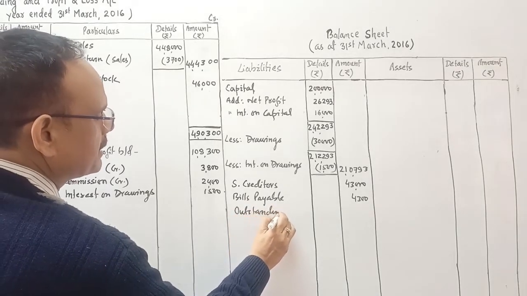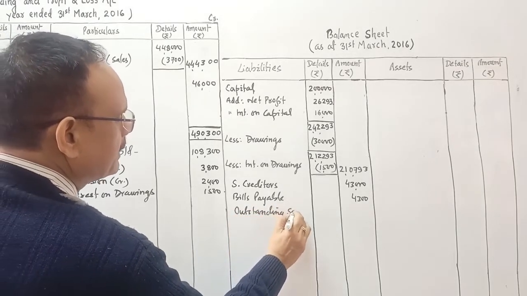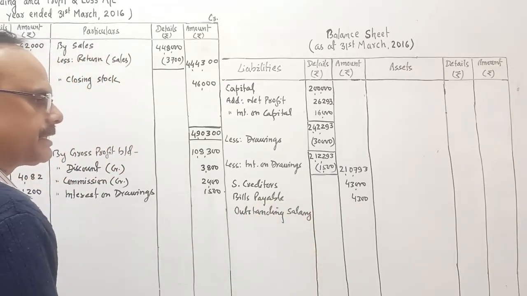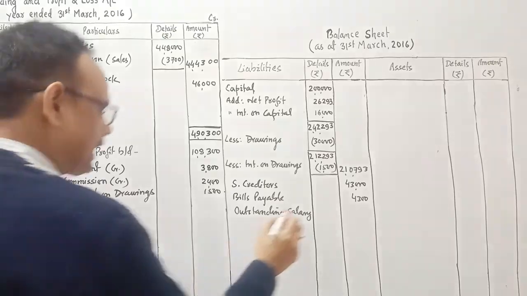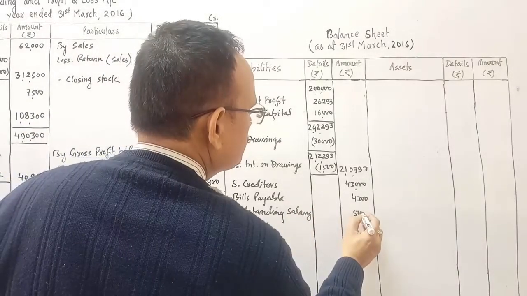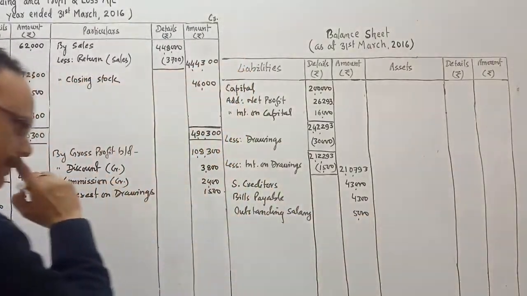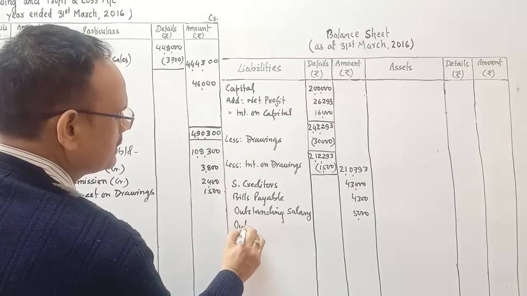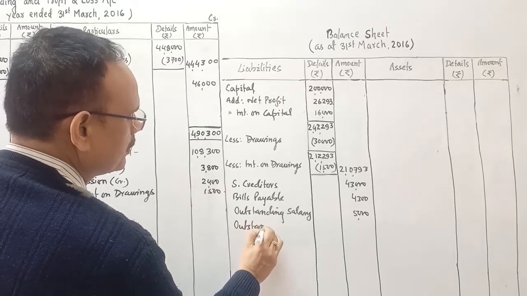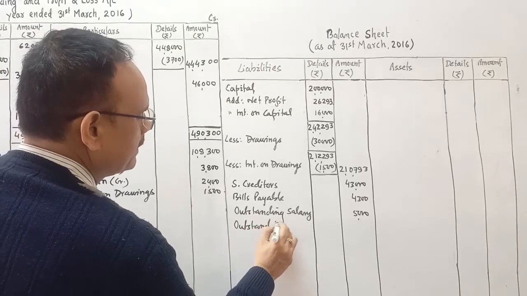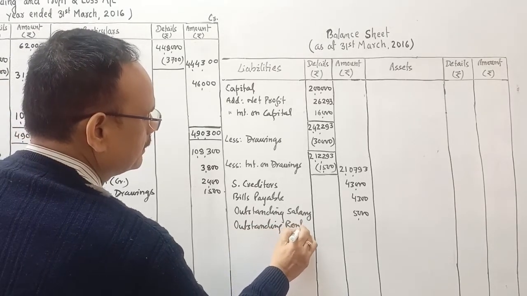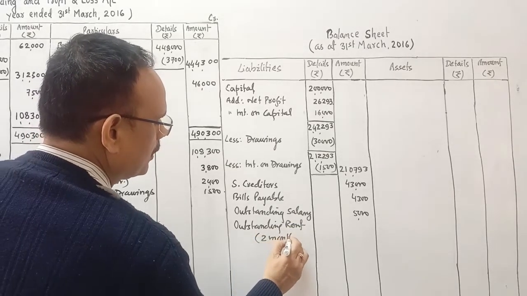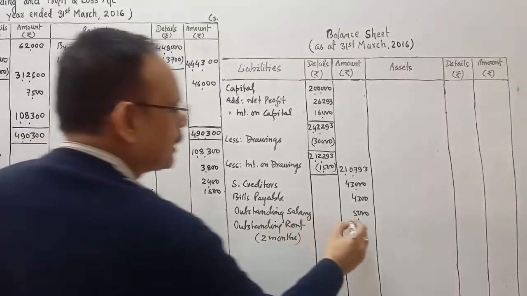That's why it's not an adjustment. This will directly reflect in the liability side of the balance sheet. It's not an adjustment. Outstanding salary is 5,000. Thereafter you see next item is outstanding rent. 2 months rent was outstanding, that is 2,000 rupees.